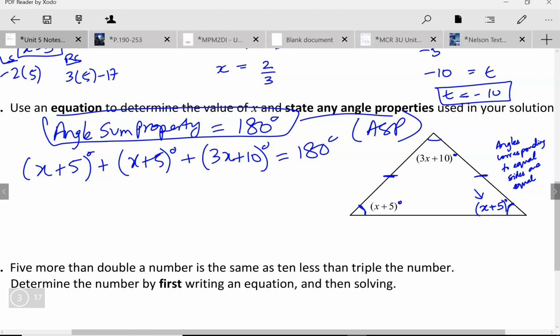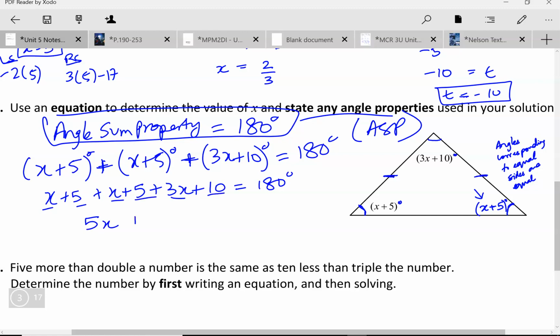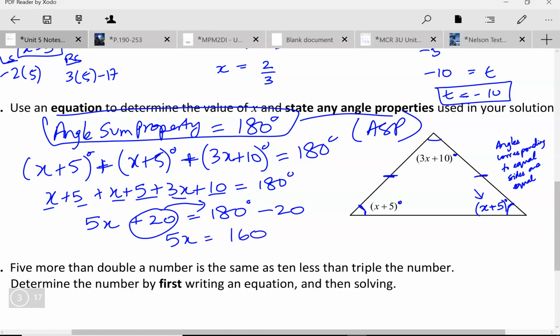So I'm going to, of course, simplify this. I see a plus outside the bracket, so I'm not really changing the bracket. So this is just x plus 5 plus x plus 5 plus 3x plus 10. I'm just going to get rid of all the brackets without doing anything. x plus x plus 3x is 5x. 5 plus 5 plus 10 is 20. Again, now here's where my reverse BEDMAS comes in. First I'm going to move the 20 over to that side and subtract it from that side. So I get 5x equals 160.